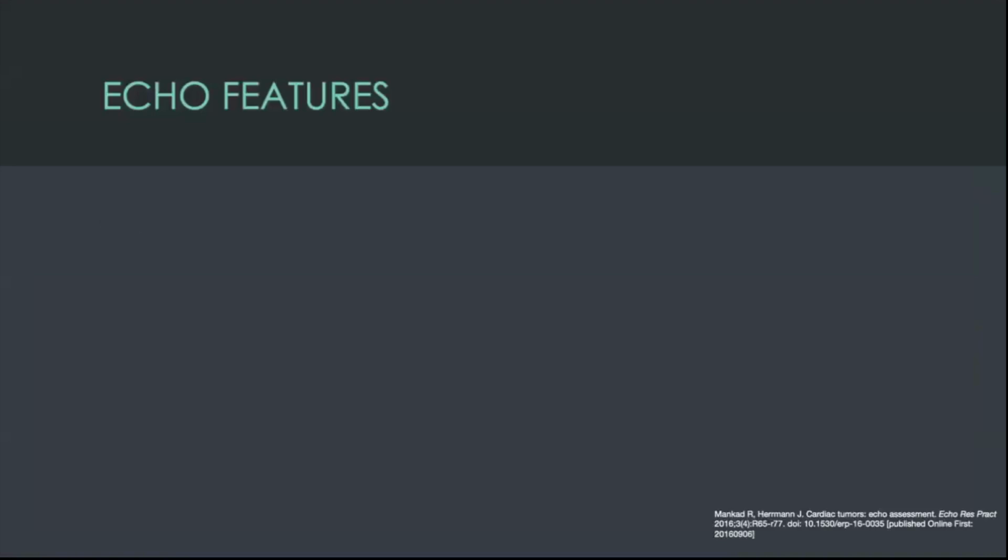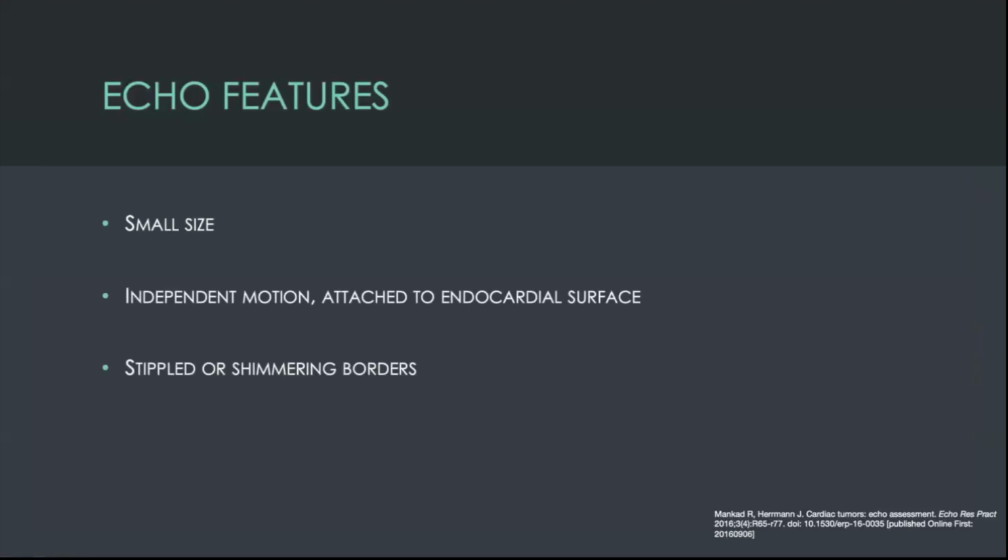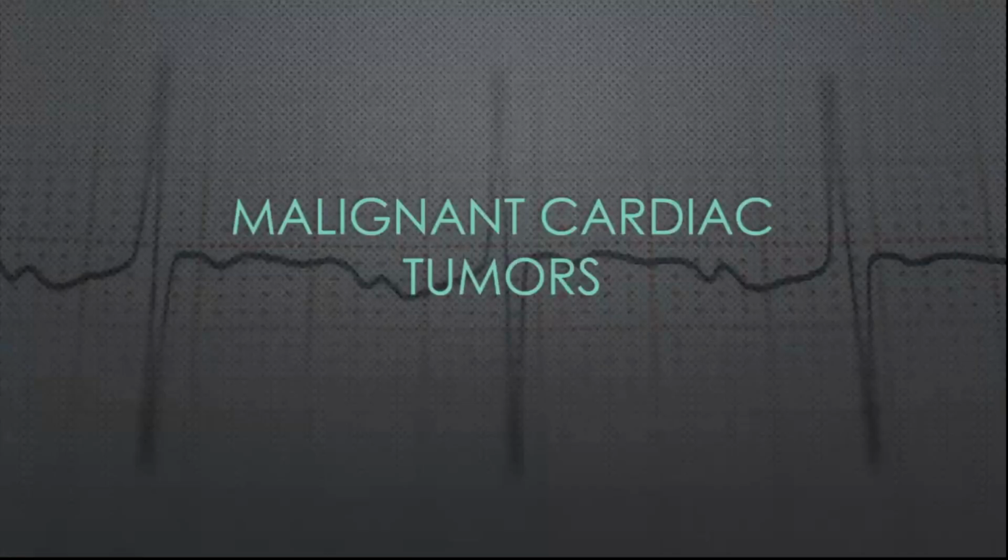So echo features of papillary fibroelastomas: they're small in size, as we saw. They have independent motion. They're often attached to the endocardial surface. They have stippled or shimmering borders, which apparently is better seen on TEE than on transthoracic. And they're generally attached to a central pedicle. So few identifying features here.